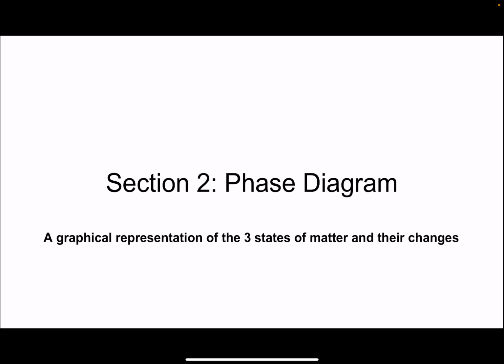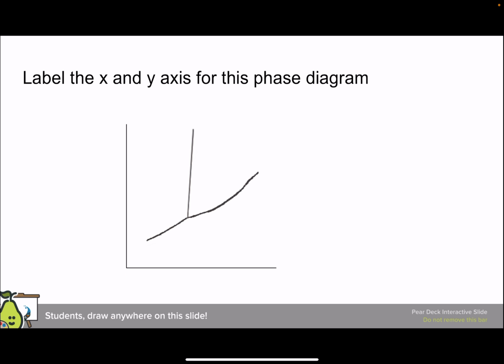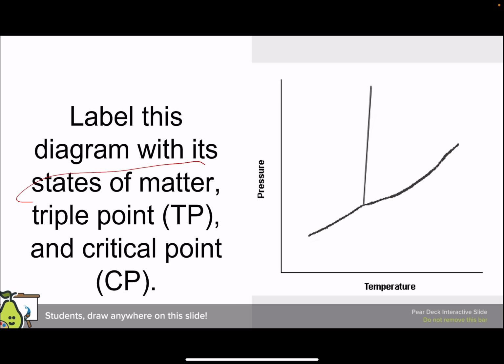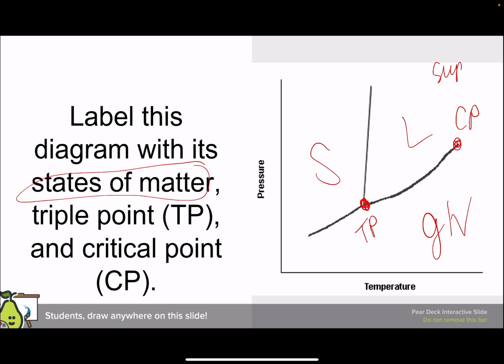Now, section 2, phase diagrams, a graphical representation. So we have our X and we have our Y of the 3 states of matter, solid, liquid, gas, and their phase changes they undergo. So label the X going across, Y going down. We're going to see that we have our pressure here and we're going to have our temperature here. Now it says label with the states of matter. So we always have our solid, our liquid, our gas/vapor, and then we're going to see where all 3 meet is going to be my TP, my triple point, and then at the top we're going to have our CP, critical point, and everything beyond it would be our supercritical fluid for it.